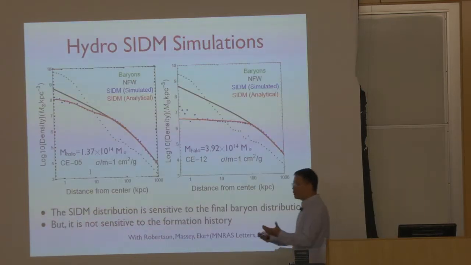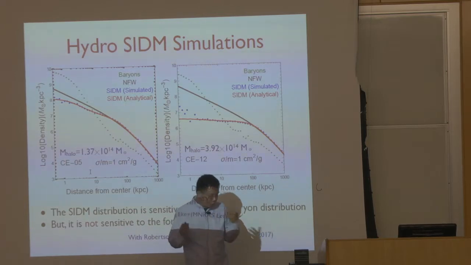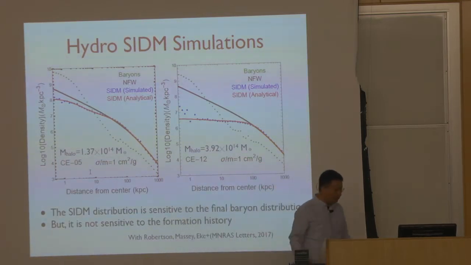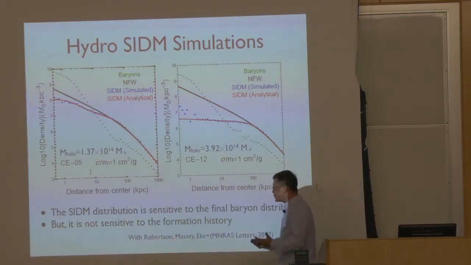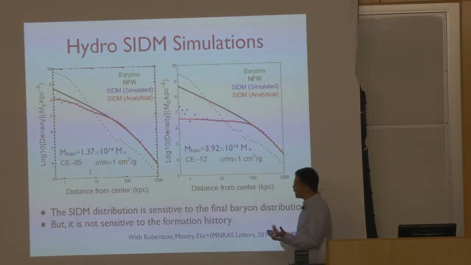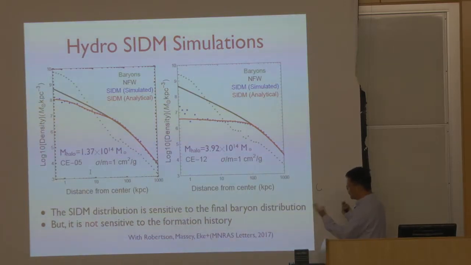Right? Then people criticize, okay, your analytical model doesn't take into account the feedback and so on and so forth. And I argued that, from thermodynamics, you don't need to care about that. Okay, then people ran simulations. Those are hydro simulations on cluster scales, with two systems with cross-section one. This is a baryon profile. This is the initial NFW, plus this blue curve, which is the simulated SIDM profile.